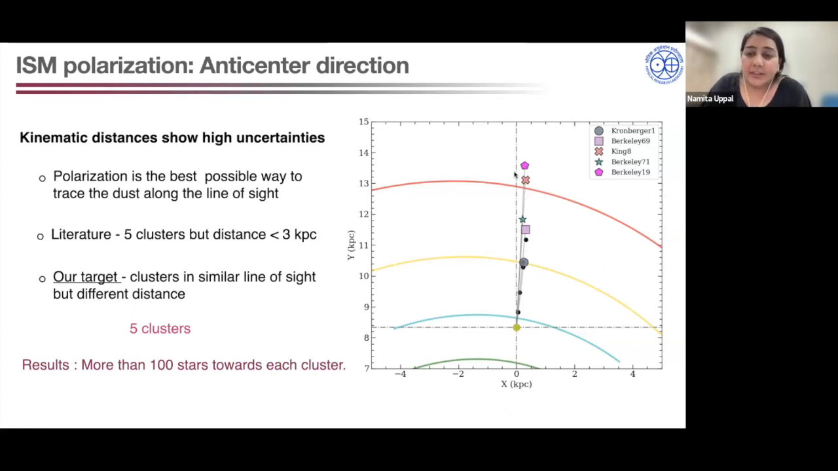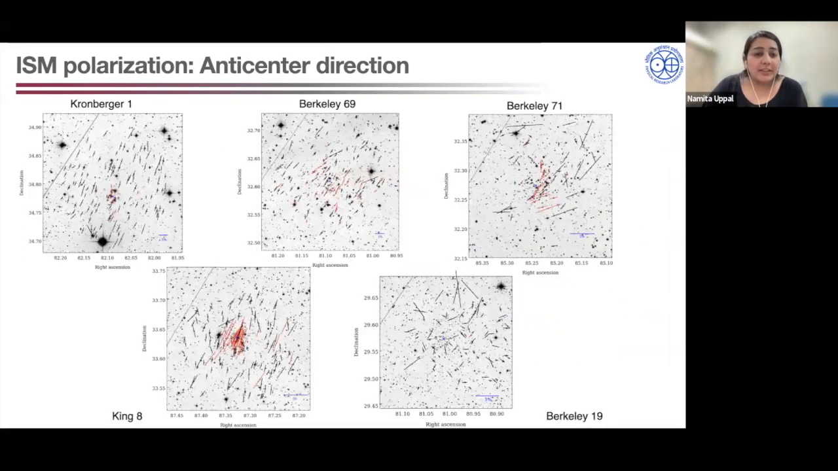And the observation shows that we have approximately 100 stars towards each cluster direction. Here I am showing the vector diagram, the polarization vector plot, towards each cluster. There are some interesting features, like in Berkeley 71, there is a very nice rotation of the polarization angle, which is connected to the foreground star morphology. That's why we are getting this kind of thing. But I will not go into detail because our motivation was to see the dust distribution.